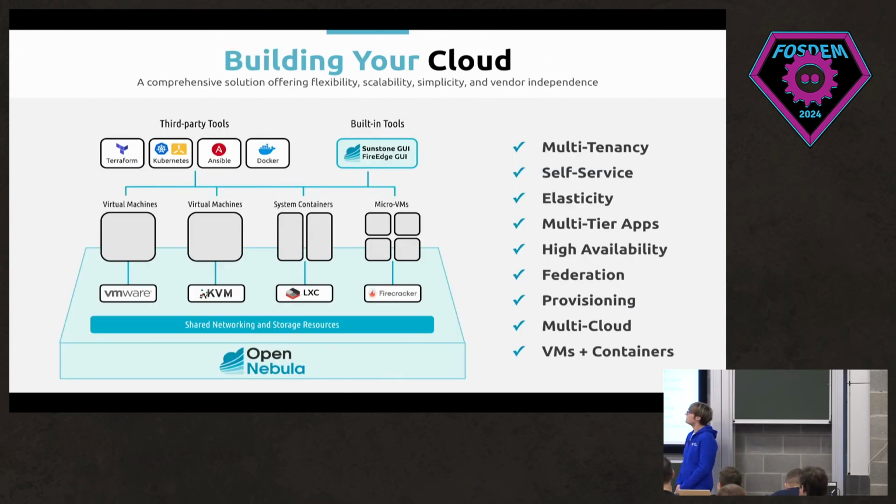OpenNebula has integrations with several third-party tools like Terraform, Kubernetes, Ansible, and Docker, and it also has its own built-in tools like Sandstone UI, the graphical user interface, the web portal that we are going to use to interact with OpenNebula. And we can create workloads in different hypervisors like VMware, KVM, LXD, or Firecracker. So you can handle a micro VM or a virtual machine in the same way. For OpenNebula, it doesn't matter.